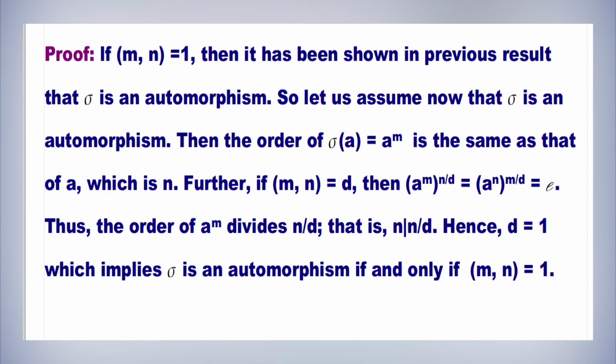Proof: if (m, n) = 1, then it has been shown in previous results that sigma is an automorphism. So, let us assume now that sigma is an automorphism. Then the order of sigma of a, which is a^m, is the same as that of a, which is n. Further, if (m, n) = d, then (a^m)^(n/d) = (a^n)^(m/d) = E. Thus, the order of a^m divides n/d, that is n divides n/d. Hence, d = 1, which implies sigma is an automorphism if and only if (m, n) = 1.